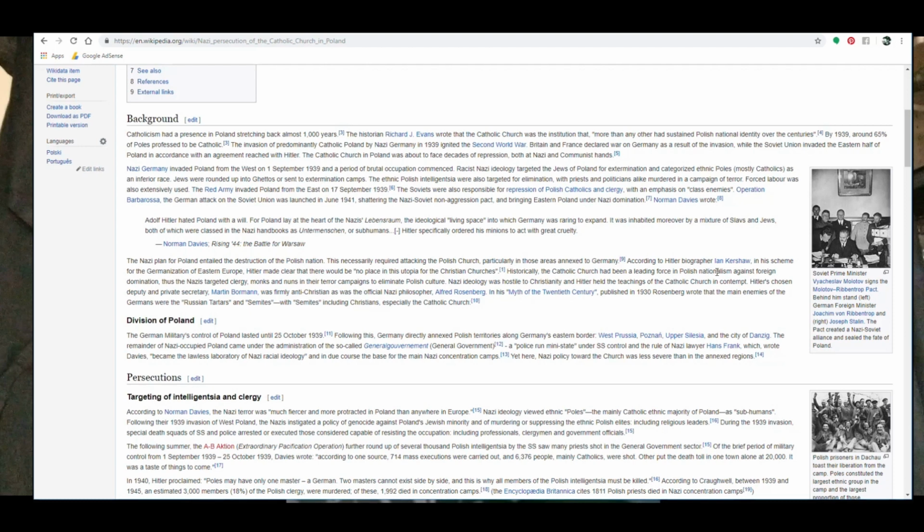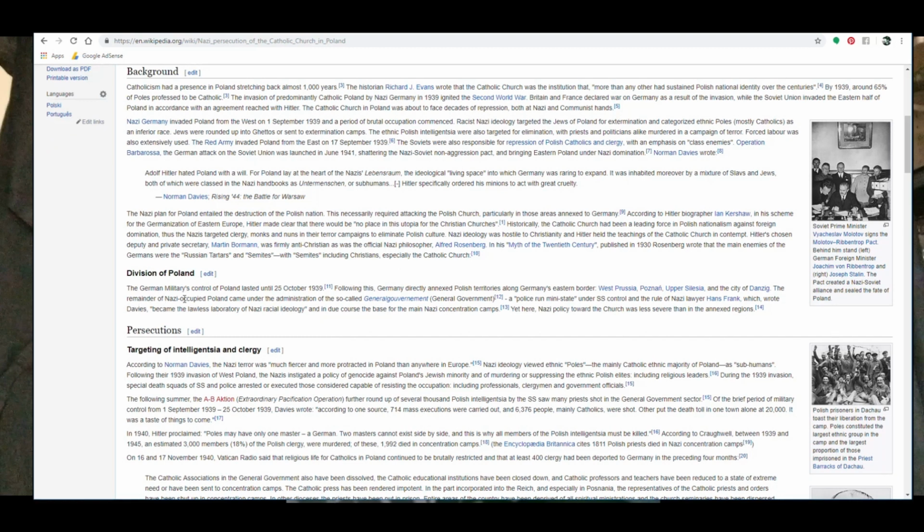According to Hitler biographer Ian Kershaw, in his scheme for the Germanization of Eastern Europe, Hitler made clear that there would be no place in this utopia for the Christian churches. Historically, the Catholic Church had been a leading force in Polish nationalism against foreign domination. Thus, the Nazis targeted clergy, monks, and nuns in their terror campaigns to eliminate Polish culture. Nazi ideology was hostile to Christianity, and Hitler held the teachings of the Catholic Church in contempt. Hitler's chosen deputy and private secretary, Martin Bormann, was firmly anti-Christian.